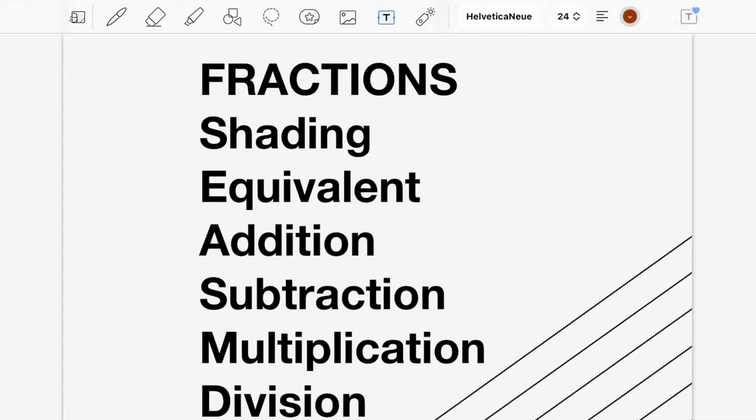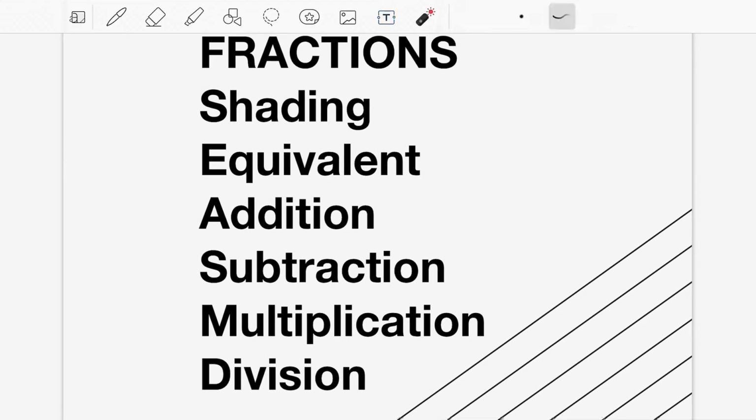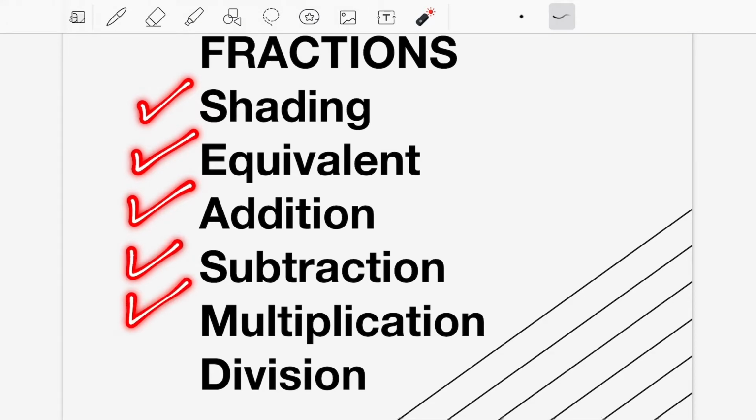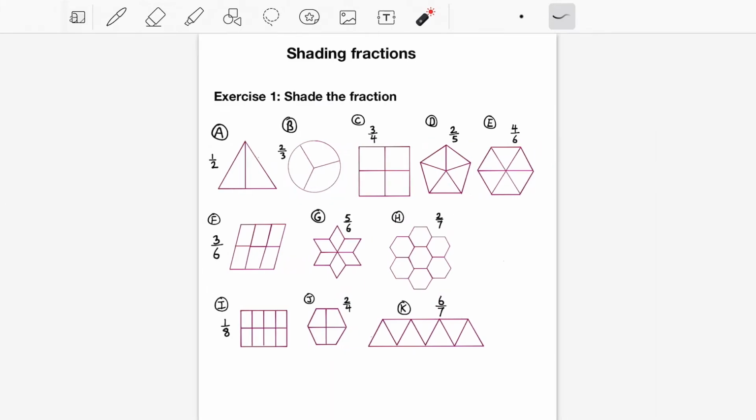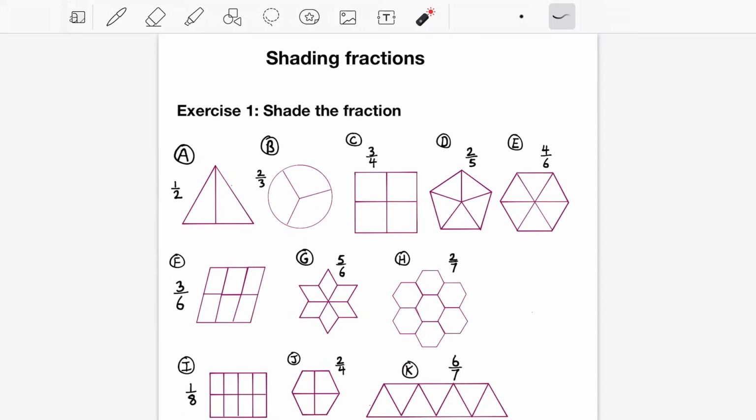Fractions. In this video, we will look at shading fractions, equivalent fractions, addition, subtraction, multiplication, and division of fractions. Let's start with shading fractions. Shade a fraction. You can feel free to pause the video and attempt the questions if you like. I hope that you have the exercise.